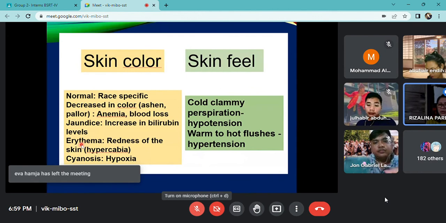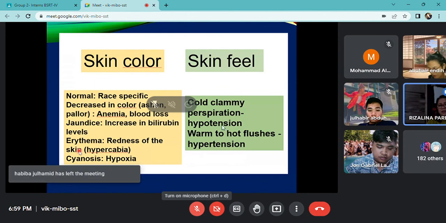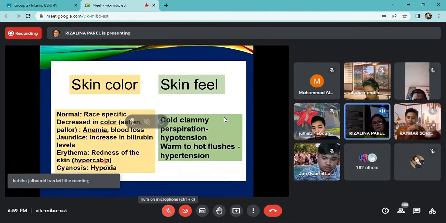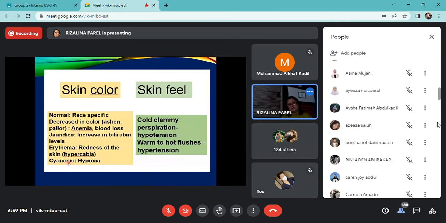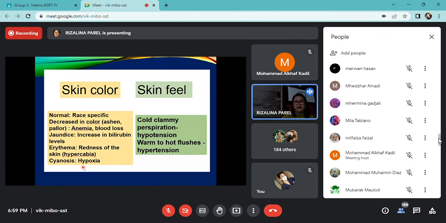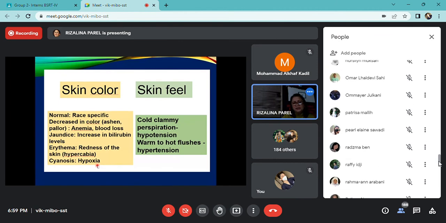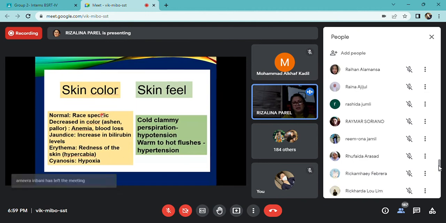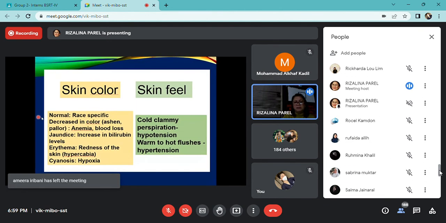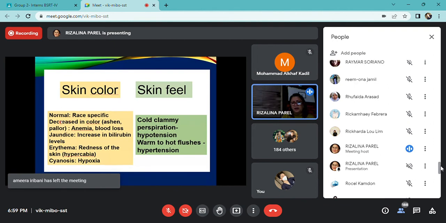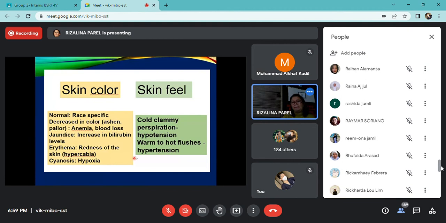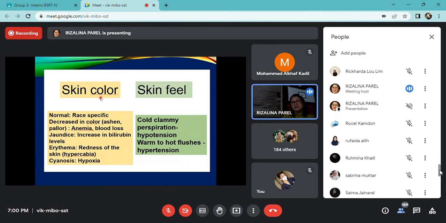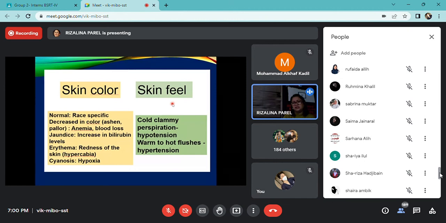Kung ang patient mo namumula, there is erythema, possible na meron siyang hypercarbia. And kung ang patient mo ay cyanotic, definitely, yan ay may hypoxia. Okay? So, check mo rin yung race specific niya. Baka naman Africano yan. Talaga namang maitim siya at medyo parang dark cyanotic. Okay? So, check the race specific. And also, after checking the skin color, you feel for that skin.